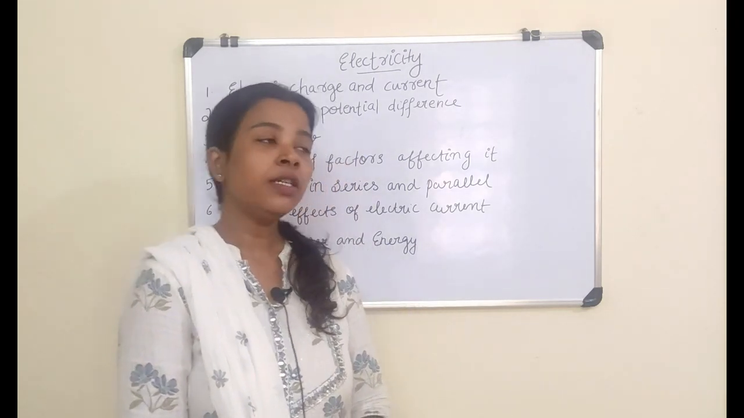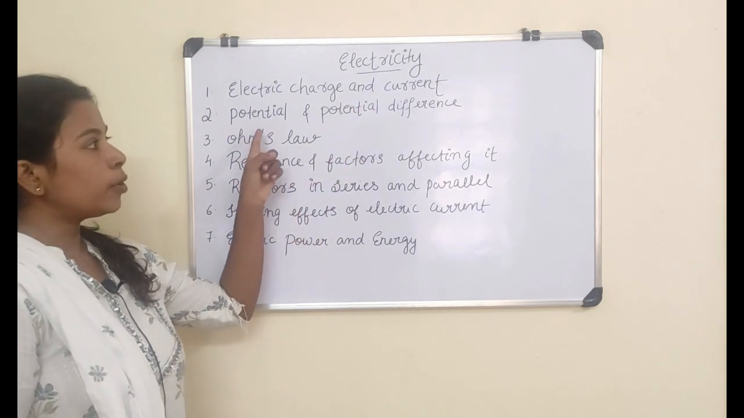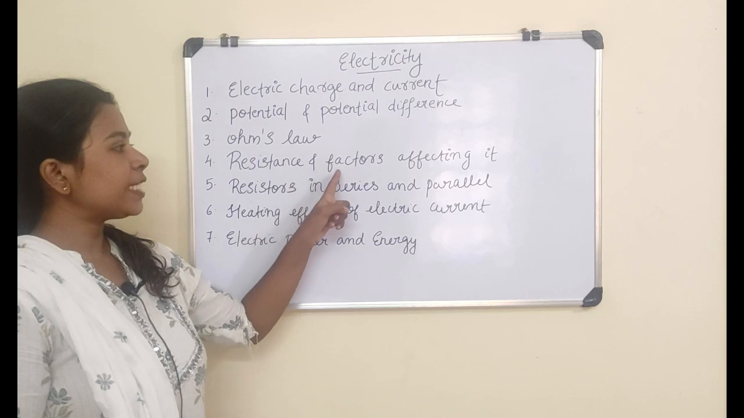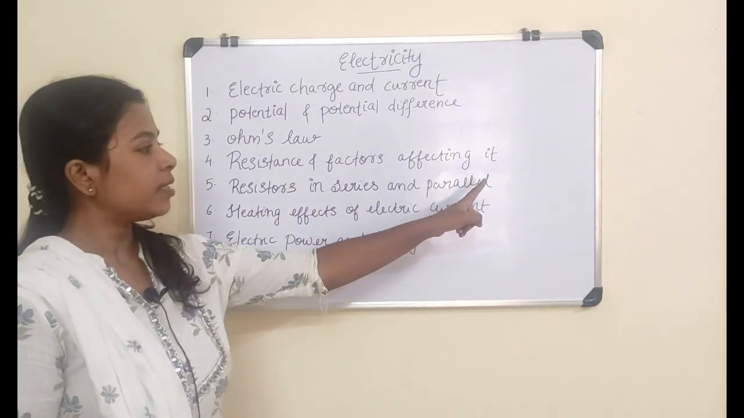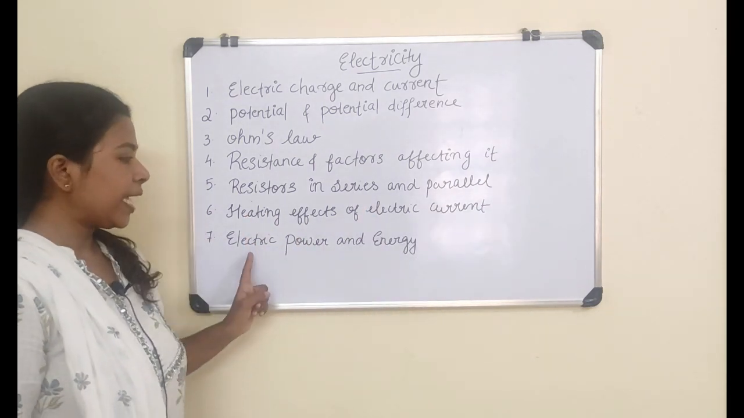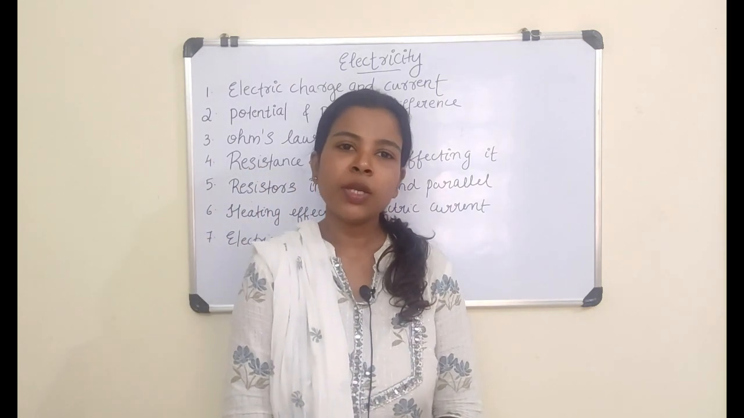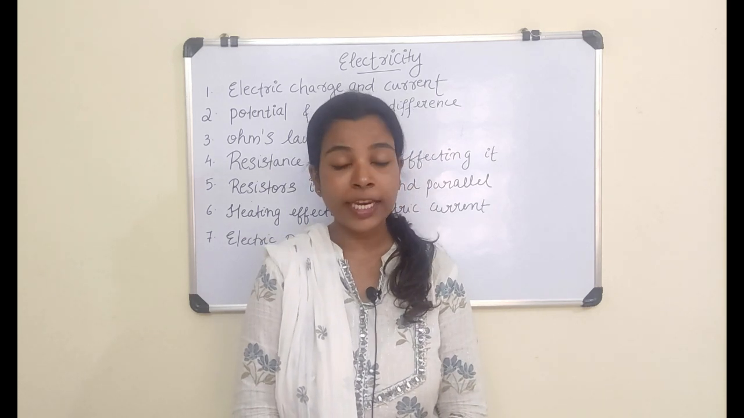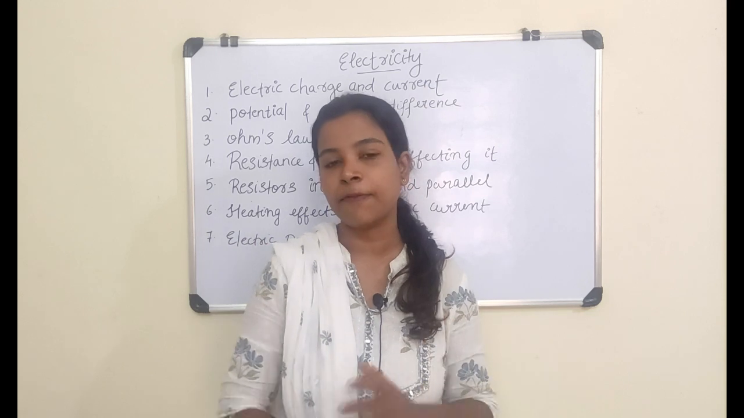So in this chapter we will be covering these topics: electric charge and current, potential and potential difference, Ohm's law, resistance and factors affecting it, resistors in series and parallel, this is very important, heating effects of electric current, electric power and energy. So we know there are different forms of energy. Among this, electricity is very important, because it is a convenient source of energy that we have.